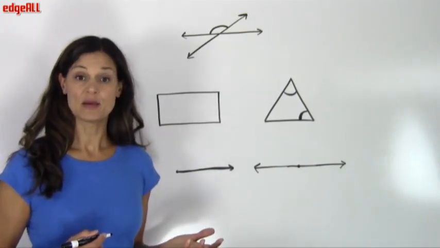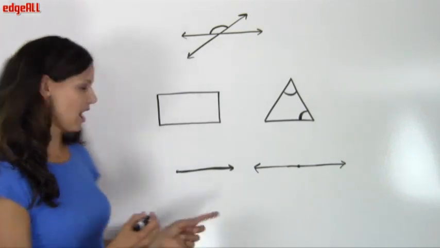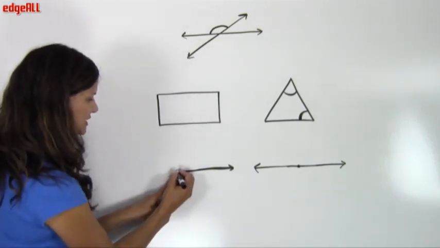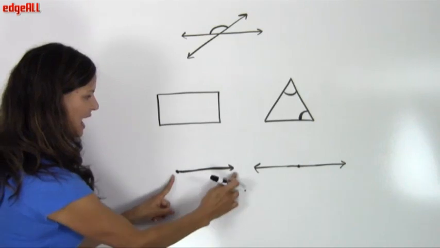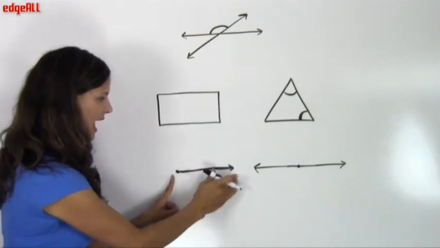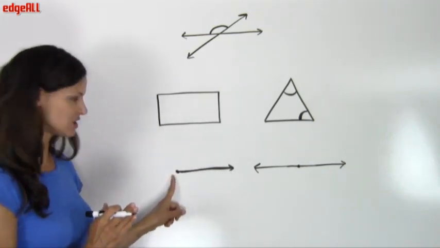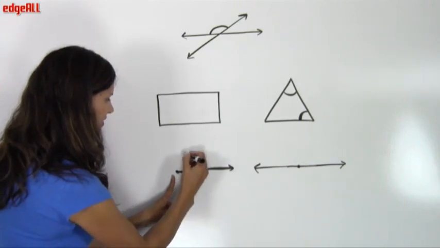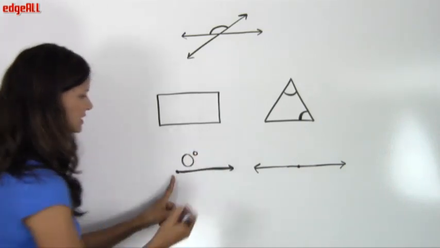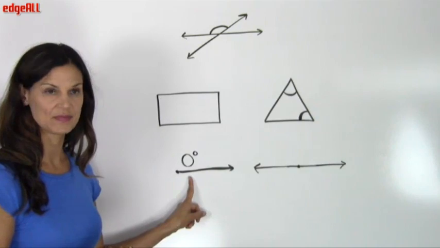2 rays pointing the same way are at 0 degrees to each other. So if I have a ray here and another ray pointing the same direction, I would say that these are at 0 degrees to each other.